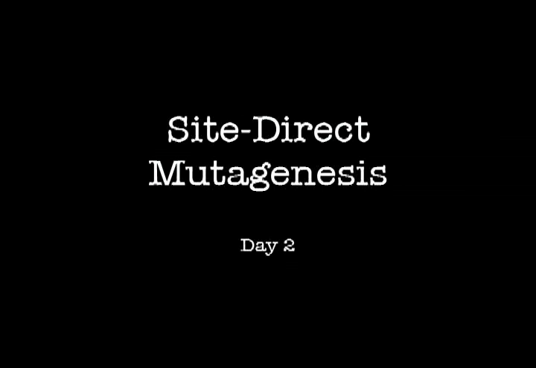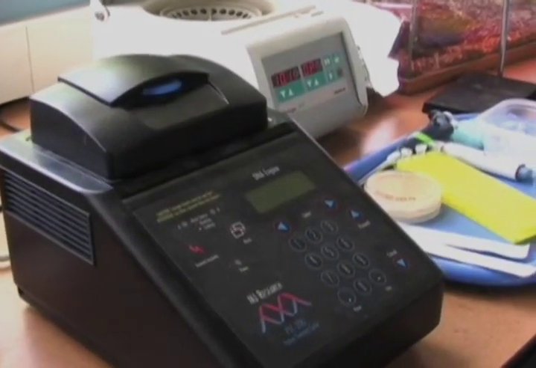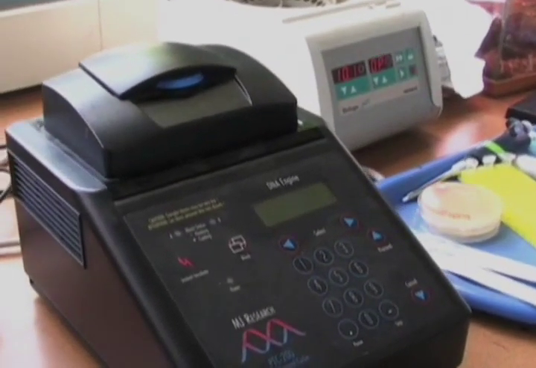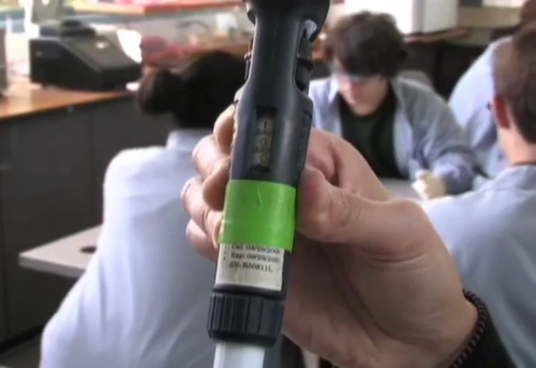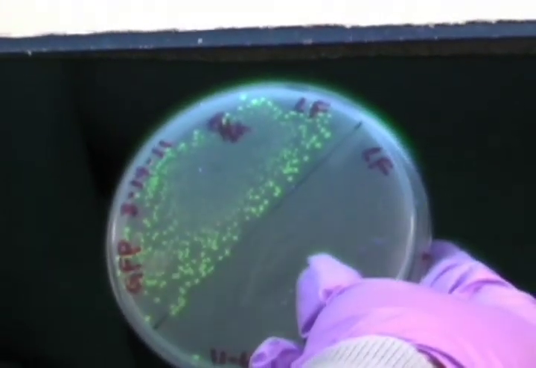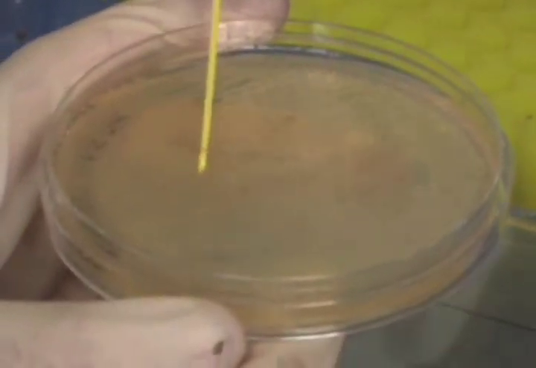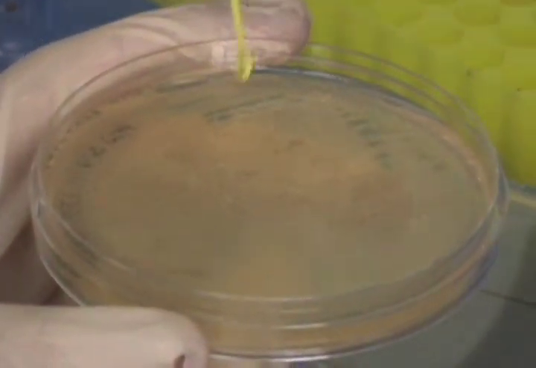Welcome to Site-Directed Mutagenesis, Day 2. Yesterday, we learned proper pipetting techniques and began the polymerase chain reaction, or PCR process. Today, we will be reviewing the pipetting procedure and performing the final steps of our PCR process. We will also be performing bacterial transformation with our newly created mutated plasmids.